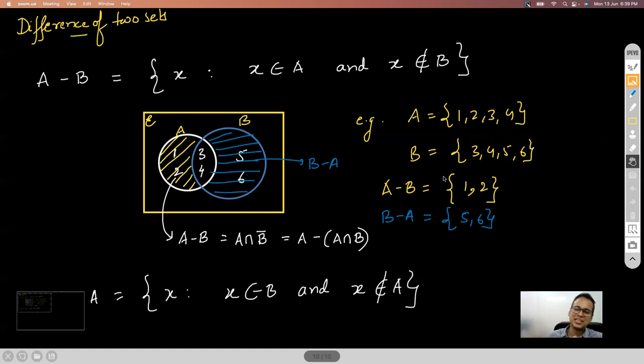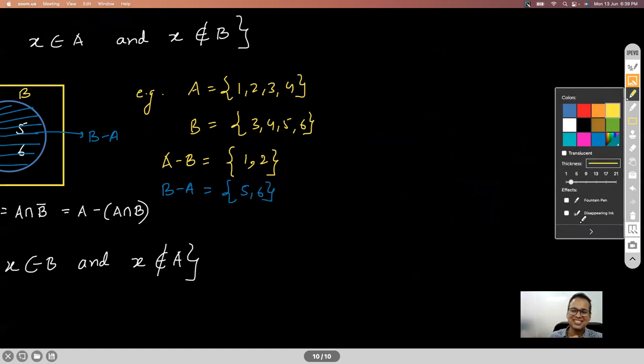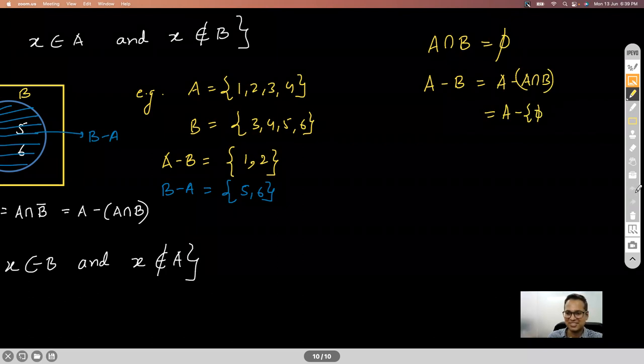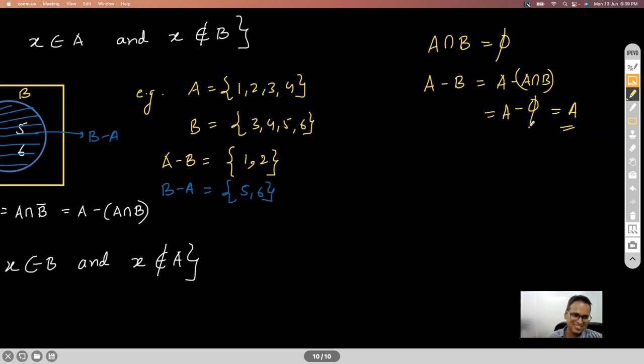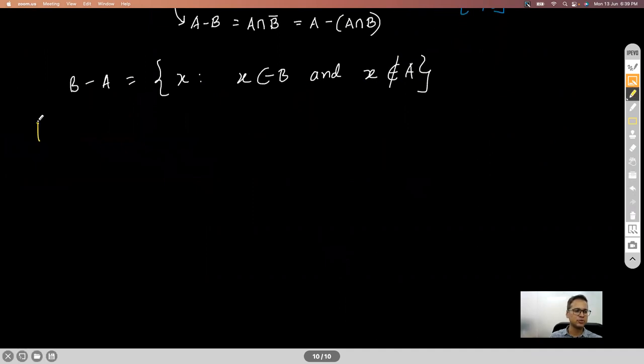Yes, very good question. What is A minus B if A and B are disjoint? If A intersection B is a disjoint set, what will be A minus B? It is as good as asking, what will be A minus A intersection B? Which is as good as asking, remove from A, nothing. So it will be A itself, no? Absolutely.